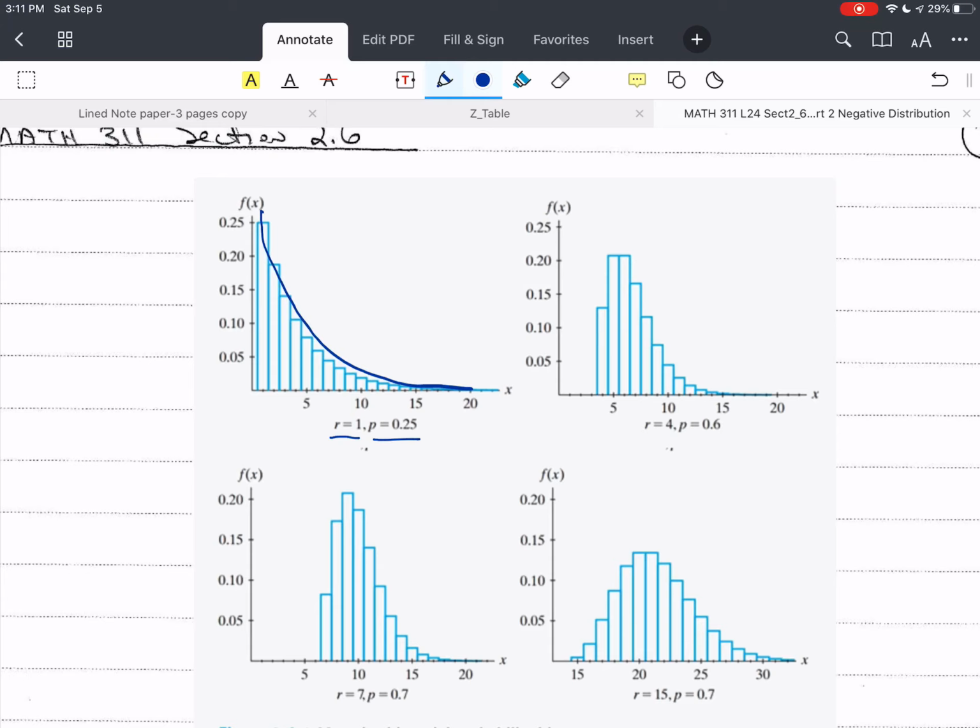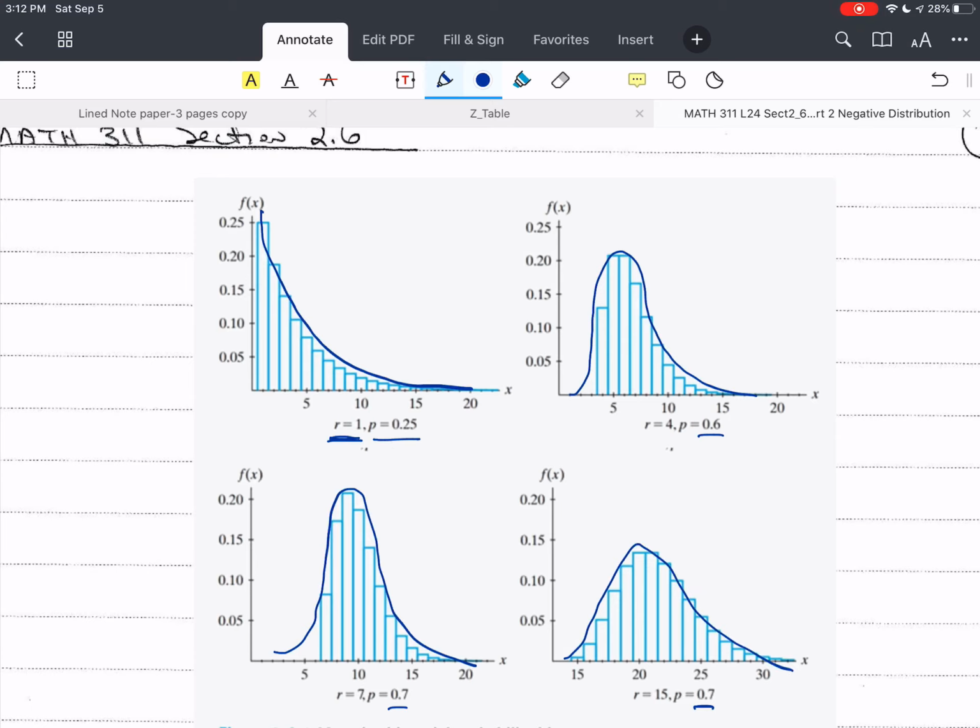We move to R equals 4, and we change P to 0.6, and we get a distribution skewed to the right. Sometimes I'm not really sure why the author doesn't do some of the other distributions. Since these are all above 0.5, I would have been interested in something besides R equals 1 that was less than 0.5, but this is what they show. And then we'll see that in all of them, we really have the skewed to the right distribution.